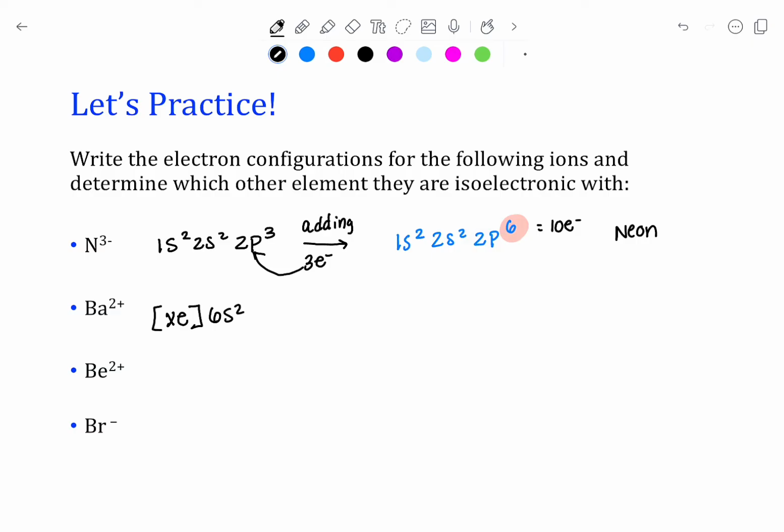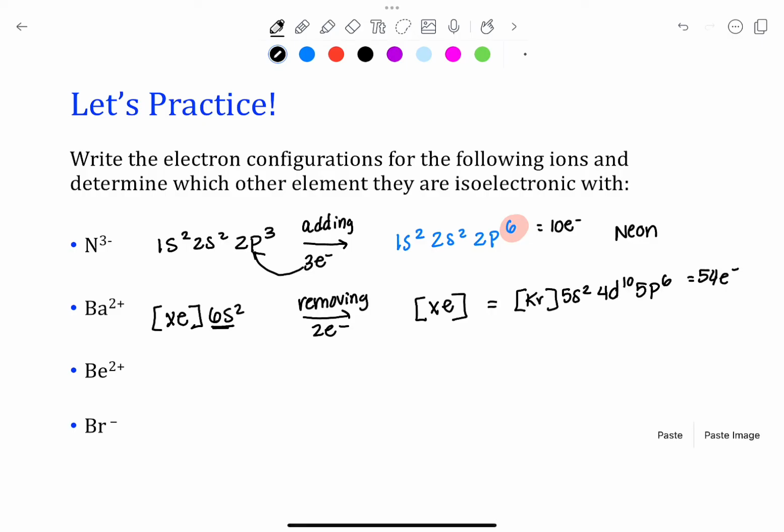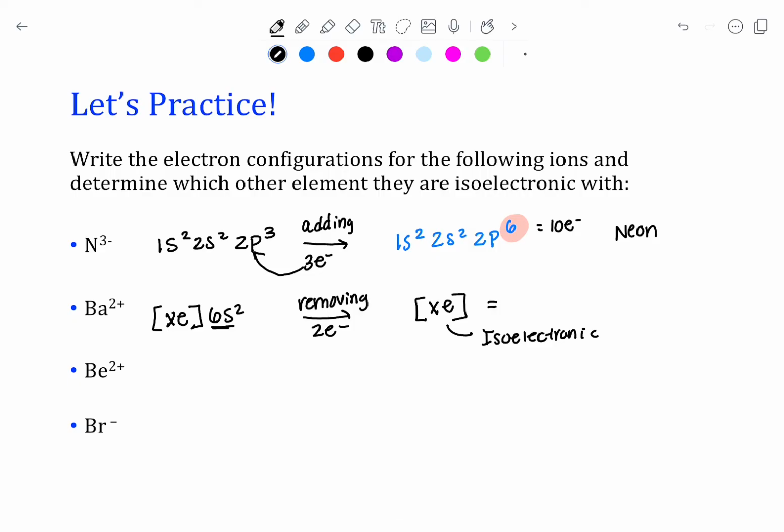Now the 2+ tells us that we are removing 2 electrons. So those 2 electrons are coming from that 6s shell. So we're left with just xenon. So this is still isoelectronic with xenon. So it has the same number of electrons as xenon.